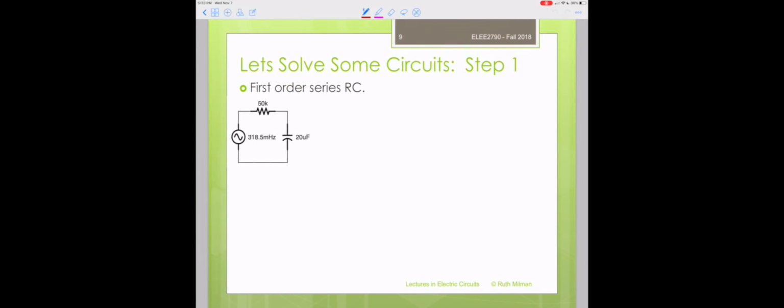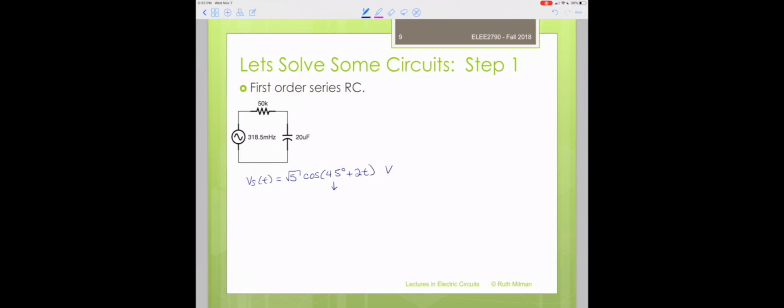For our first example, we are going to be looking at the first order series RC circuit. For our first order series RC circuit, we've got a circuit which is in series with a 50K resistor and a 20 microfarad capacitor. The voltage on this system is equal to Vs of t is equal to the square root of 5 times the cosine of 45 degrees plus 2t, and of course that's in volts.